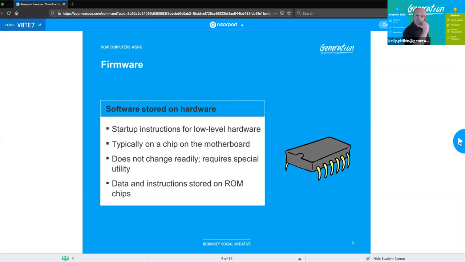Firmware is typically attached to the motherboard, usually soldered on, and does not change readily. It requires a special utility, which is what we were saying, called flashing the BIOS or running a firmware update on that chip. And the data is stored on the actual physical ROM chips.